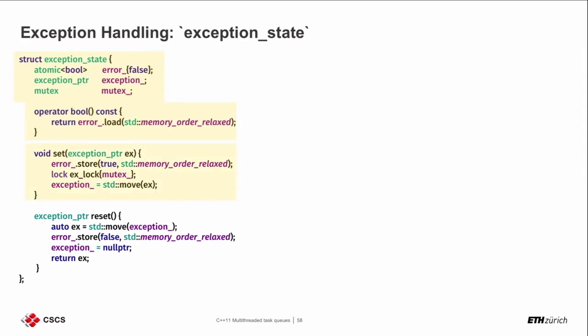Okay, our second function for the exception state is the set. So after we find an exception, we want to save our exception pointer. And we also want to store true in our error here. And then we want to lock the mutex because we're modifying our shared variable, the exception, and we want to move our exception pointer. Reset, I mentioned before, what it does is it clears the exception state and returns the previous exception pointer that was inside. So we move the exception pointer out, we store false in our Boolean, and we null out our exception pointer, and then we return our old exception pointer.